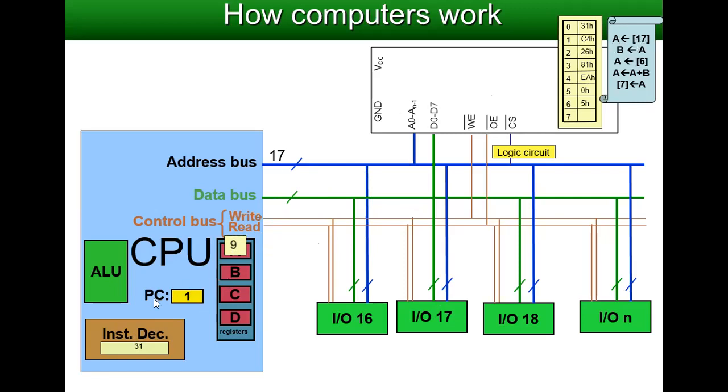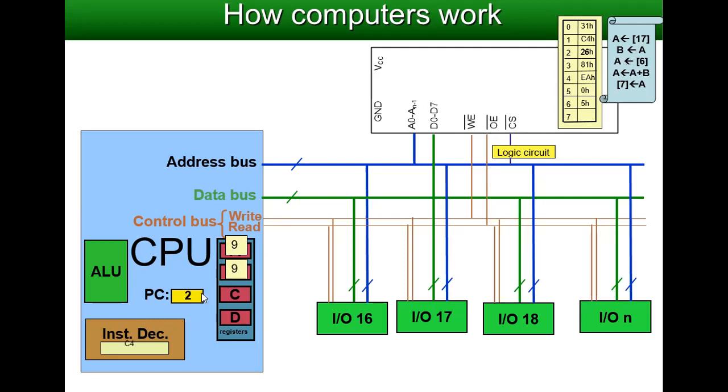Now we have 1 in the program counter. This 1 moves to the address bus, and at address 1 we have C4. This moves C4 into the instruction decoder, and the program counter is updated from 1 to 2. This C4 will be decoded as: A will move to B, that is, register A info will move into register B.